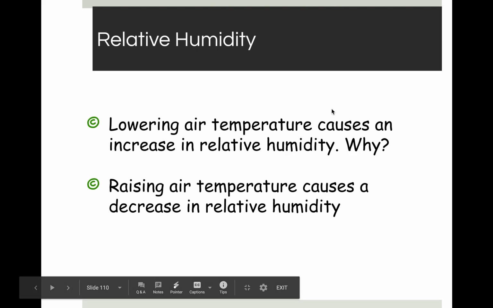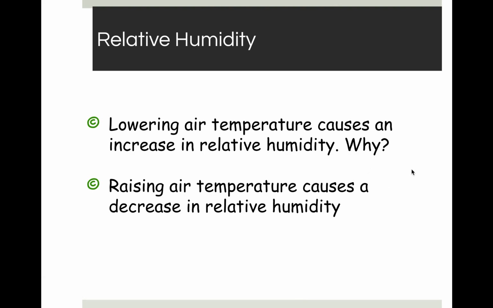And so write this down. It's not bolded, but please write this down. Obviously, you don't have to write down the why, but you're going to learn the why, and then you'll need to be able to explain it. So if you lower the air temperature, that will cause an increase in relative humidity. And if you raise the air temperature, that will cause a decrease in relative humidity. So they're opposite. Temperature goes up, relative humidity goes down. Temperature goes down, relative humidity goes up. This goes back to understanding that warm air expands and cold air condenses.